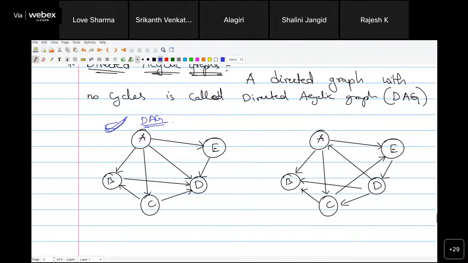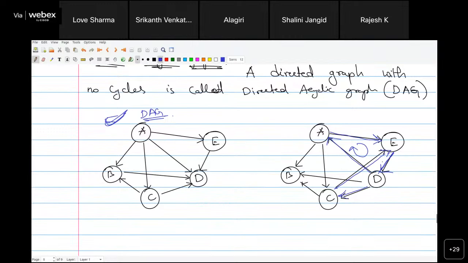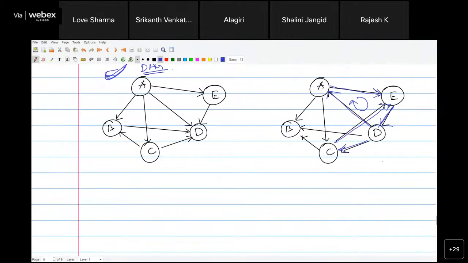And why is this not a DAG? Because from A we can travel to E, then D, then A again. Then we come back to A, and this will form a cycle. Similarly, I have one more cycle, E to D, D to C, and C to E. So even if you get one cycle, then that is not an acyclic graph. Therefore it is not a DAG. So if it is not acyclic, it is not even a DAG. So you can rule it out. So DAGs means directed as well as acyclic. Acyclic means there should not be any cycles inside your graph.